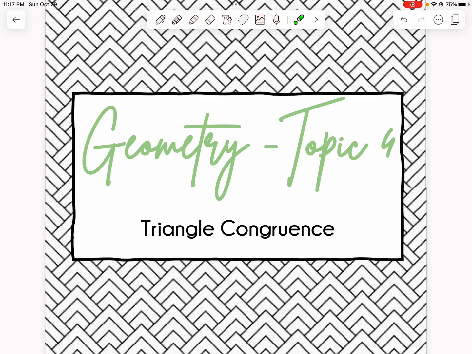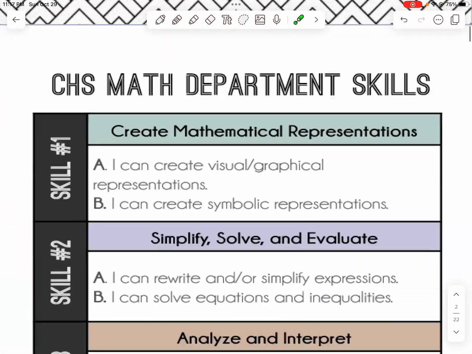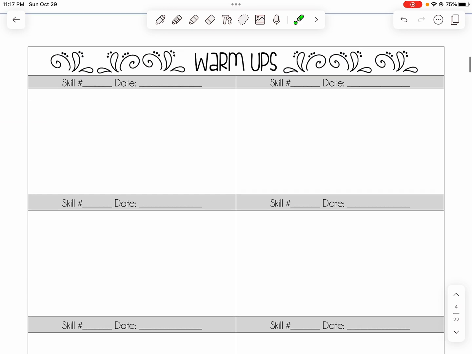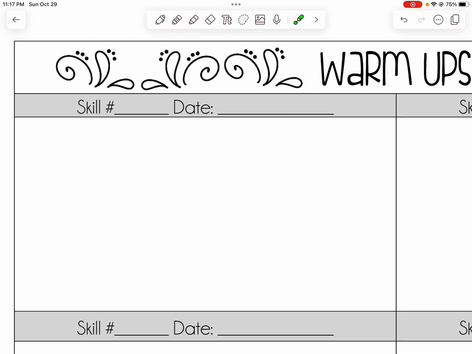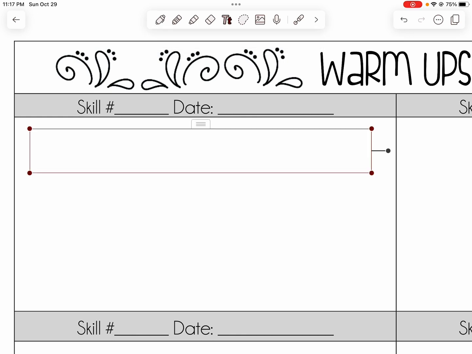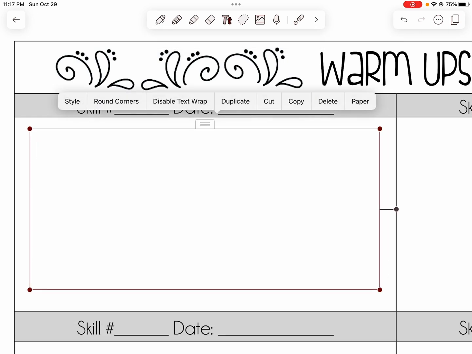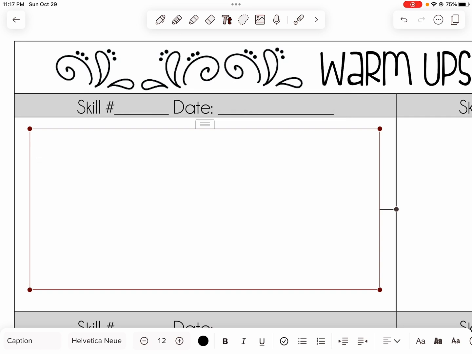Let's get started. Let's go ahead and turn the page. We're going to go to the warm-up, and we're going to go over our big idea for congruence. This is our big idea for A. I'm actually going to type it up this time. So, this is big idea for A. And in general, we're just talking about congruence.